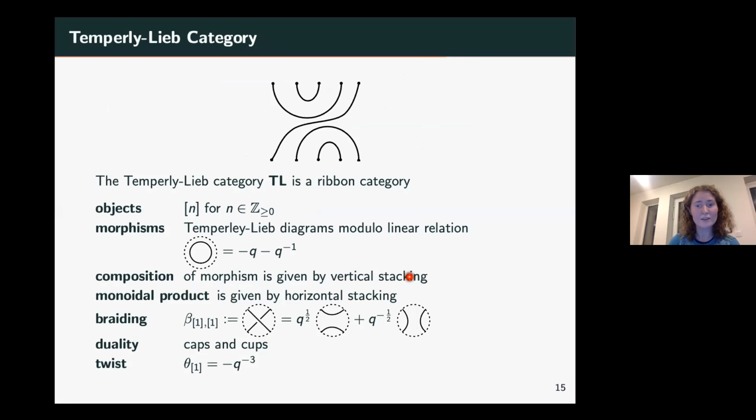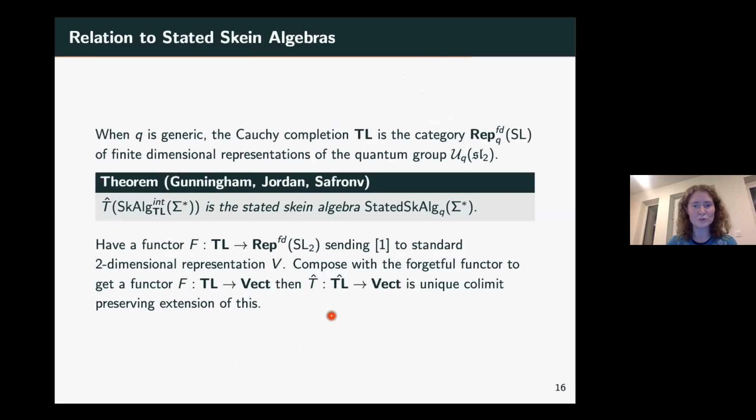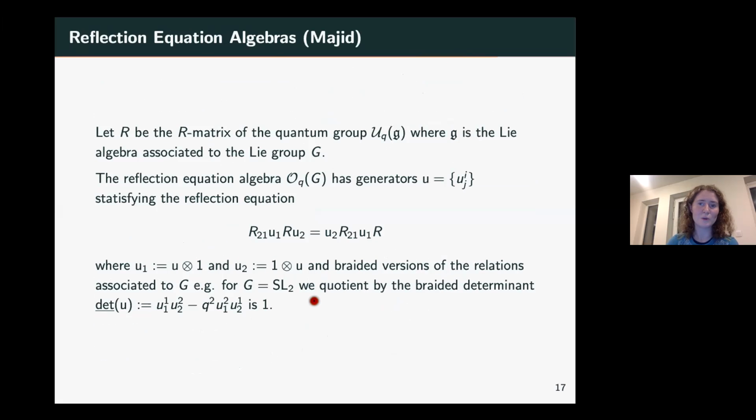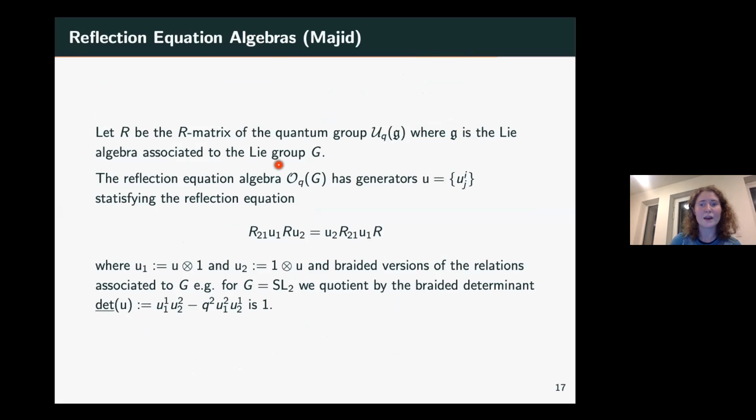And the other thing is this is all kind of topological. The other result is that, using the relation to some other stuff, we can actually work out what a presentation of this thing is. In particular, if you consider a Lie group, and then the quantum group associated to this Lie group, and just the standard R matrix of this quantum group, you can define something called the reflection equation algebra.